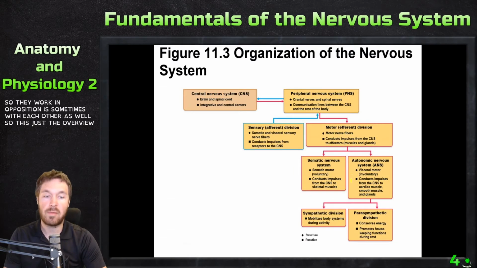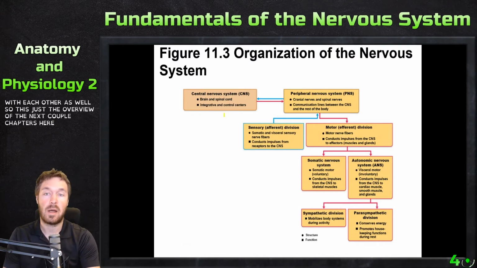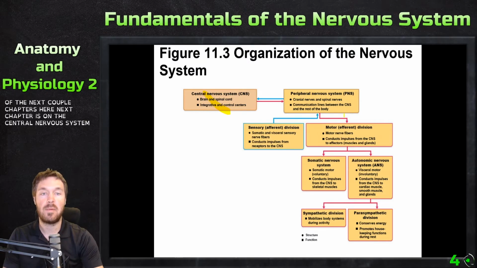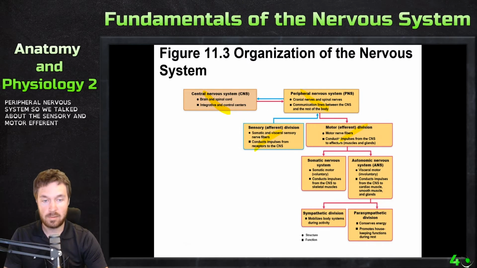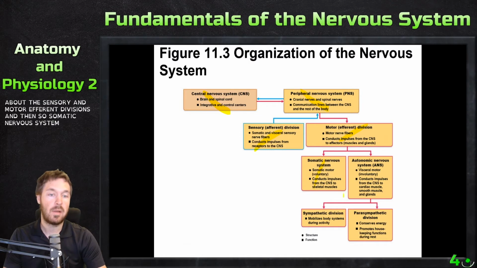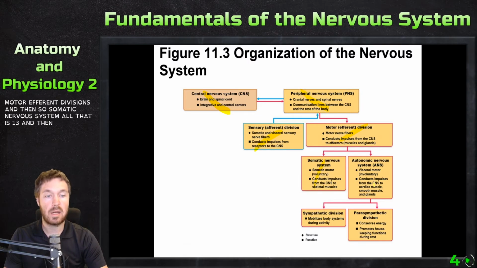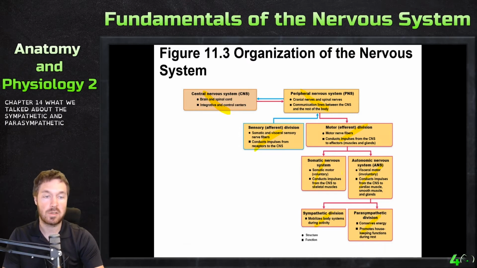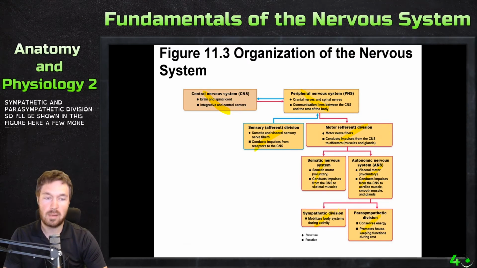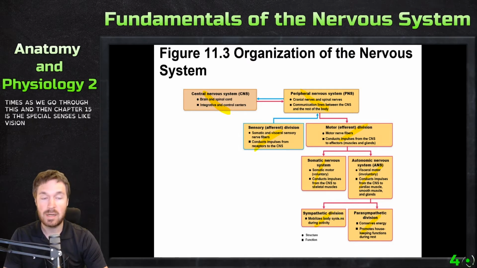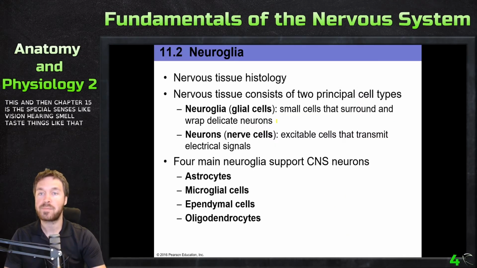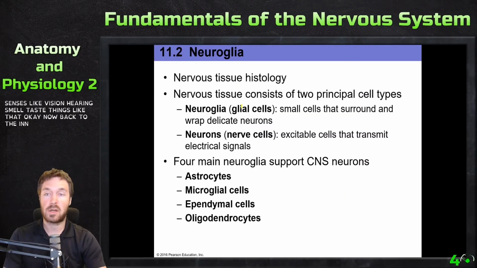So this is just the overview of the next couple chapters here. Next chapter is on the central nervous system. Then chapter 13 is peripheral nervous system. So we'll talk about the sensory and motor efferent divisions. And then somatic nervous system, all that is 13. And then autonomic nervous system is chapter 14, where we talk about the sympathetic and parasympathetic division. So I'll be showing this figure here a few more times as we go through this. And then chapter 15 is the special senses, like vision, hearing, smell, taste, things like that. Okay, now back to the introduction chapter.